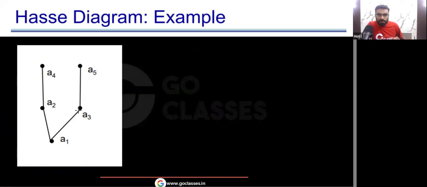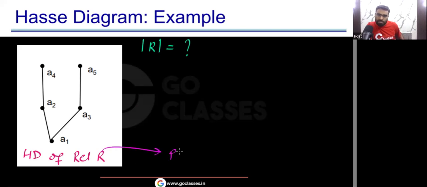Okay, let's see this one. This hash diagram is given to you. This is the hash diagram of relation R. Now you tell me what will be the cardinality of R. I am only asking you the cardinality of R. Remember, this R is a partial order relation that you already know. Every partial order relation is reflexive, transitive, and antisymmetric.